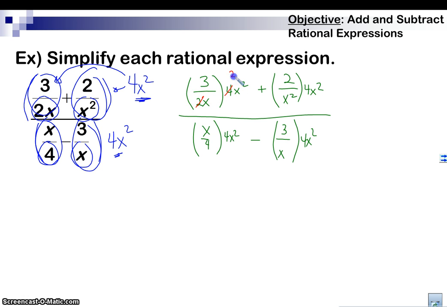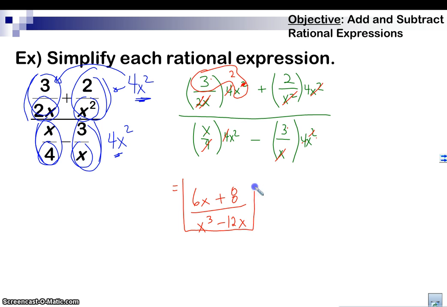2 goes into 4 2 times. The x cancels with one of these. x squared cancels with this x squared. 4 cancels with this 4. x cancels with one of these x's. All right, so I'm going to have 3 times 2x right here, which is going to give me 6x, plus 2 times 4, which is 8, over x times x squared, which is x cubed, minus 3 times 4x, right, because I only got rid of one of them, is 12x. And this is your answer.